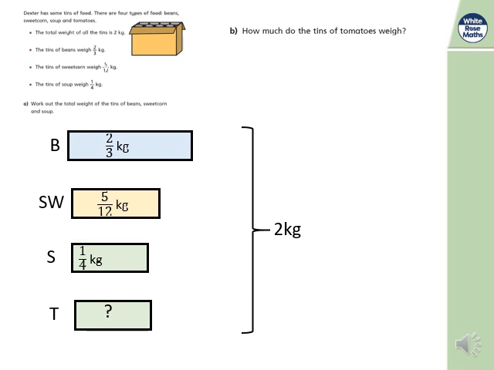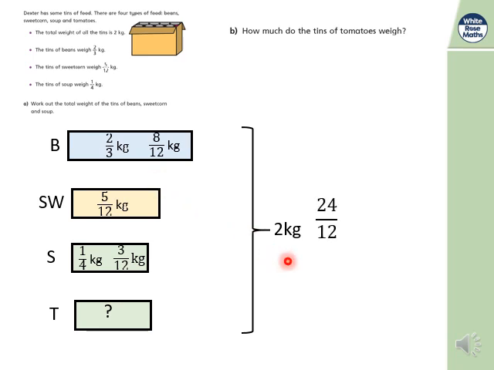So how could we have answered this then? What could we have changed? What could we have used to help us? And what we should have seen was that the sweet corn was 5/12 of a kilogram. And what we could have done was changed our beans and our soup to match that denominator. And we would have done that by changing our beans from 2/3 to 8/12 and changed our soup from 1/4 to 3/12. Then we had the calculation that we could have worked out.